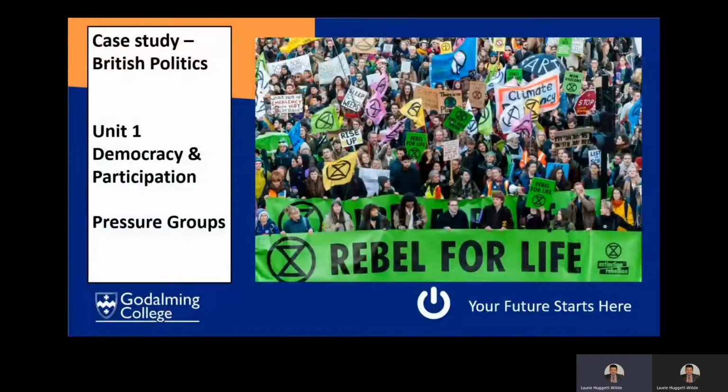I'm now going to go over a couple of case studies of different things that you could look at and kind of talk about how they're relevant. So one thing which you look at in your Unit 1, when you're looking at British politics, is pressure groups within the topic of democracy and participation and how democratic the UK is.